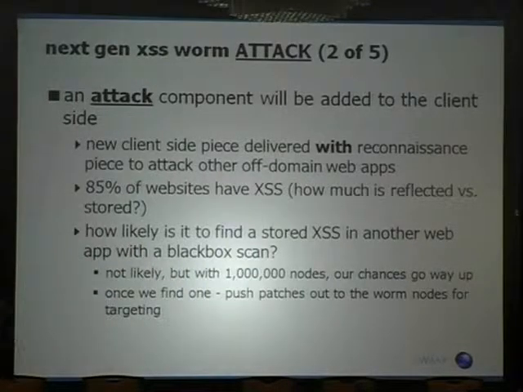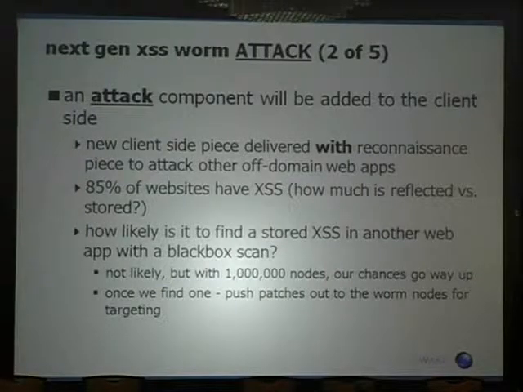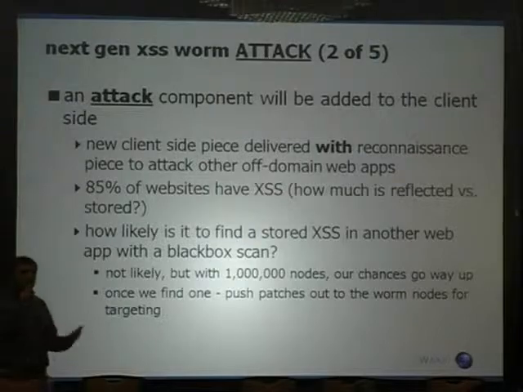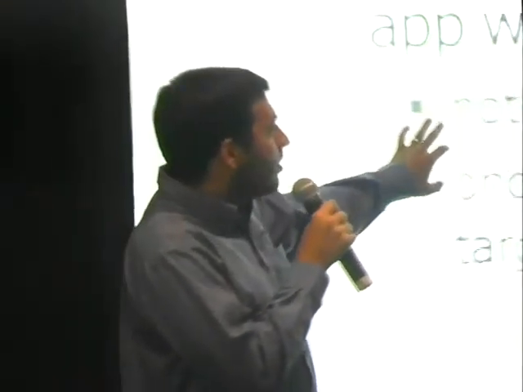So the likelihood that we can actually have a cross-domain jumping cross-site scripting worm is directly tied to how likely it is you can find a stored cross-site scripting vulnerability in a black box scan. I personally couldn't tell you what the odds are because I don't work for a black box scanning company, but I have a feeling at least their marketing people would tell you it's pretty possible. I'm sure it's possible, but how possible? Even if we're looking at 5% of sites or 1% of sites, we're still talking about millions of sites out there. As soon as we find one, we can push patches out to our worm, and I'm going to talk about how we're going to do that.